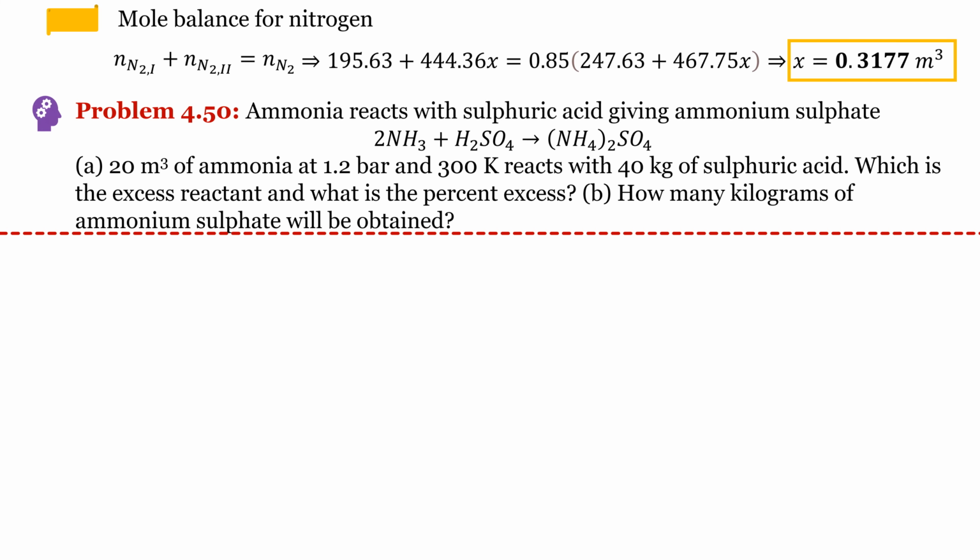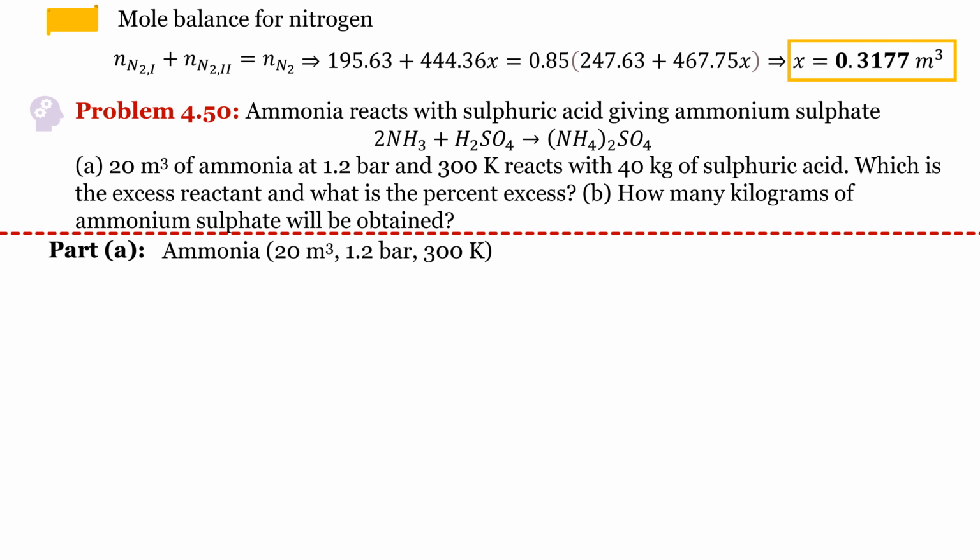So first we have to estimate which one is the excess reactant. So we can find out by simply looking at the number of moles of ammonia and number of moles of sulfuric acid. So already volume, temperature and pressure are given. So first we need to estimate moles of ammonia and then we will compare the moles of ammonia with the moles of sulfuric acid.